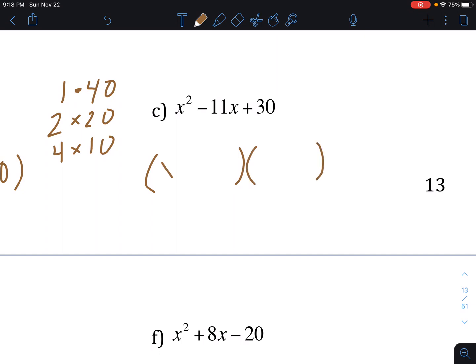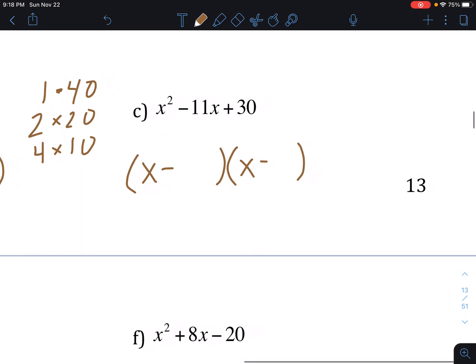Letter C, according to the notes, when the C is a plus and the B is a minus, your sign should be minus, minus. Now, you're still going to do the same rules of 2 numbers that multiply to get C and add up to get B. Ignore the signs right now. They're both the same, so it's really inconsequential. So what are pairs that multiply to get 30? 1 times 30. Nope, we need it to add up to 11.